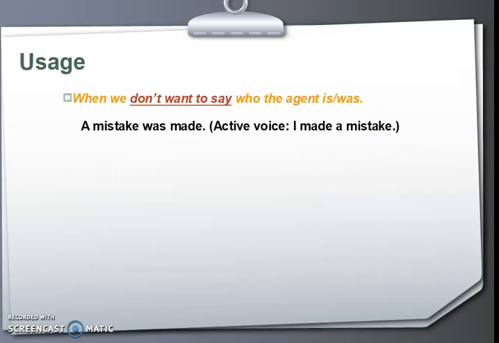Okay. We also use passive when we don't want to say who the agent is or was. A mistake was made. In an active sentence, I made a mistake, or you made a mistake, or my best friend, my colleague made a mistake. So if I don't want to say who made a mistake, I say a mistake was made. Somehow I want to, let's say, hide it or make it secret, or not to blame anybody for the problem which occurred.